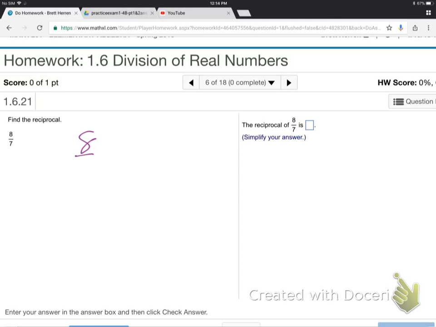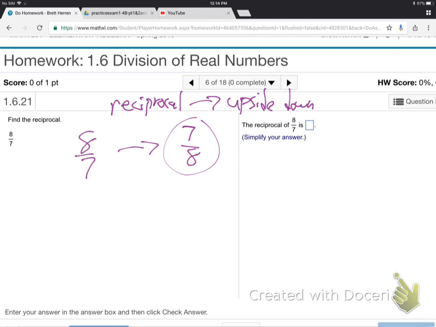Or what that word means. So if I have 8/7, what is the reciprocal? That means flip it. That means upside down. So all they want you to do is turn it. So it just says 7/8. That's it.